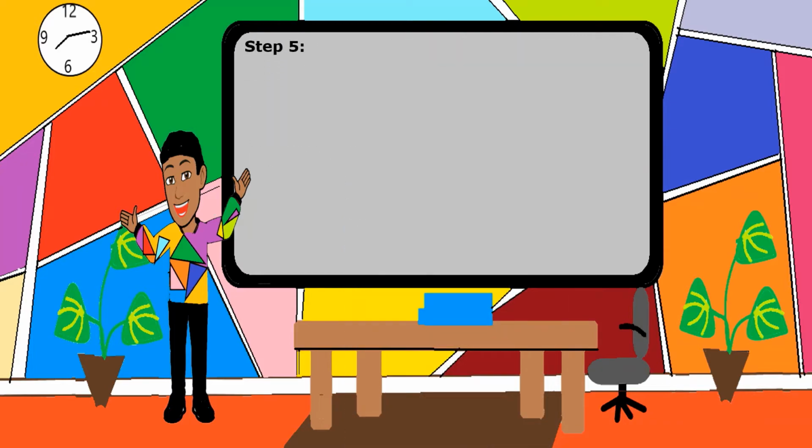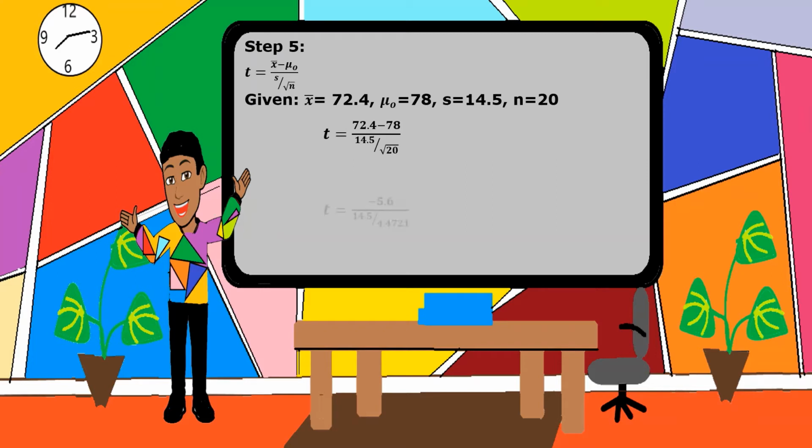Step 5. Calculation of the t. T is equal to the sample mean minus the population mean or the hypothesized mean all over standard deviation divided by the square root of the sample size. Given, our sample mean is 72.4, our hypothesized mean is 78, our standard deviation is 14.5, and the sample size of 20. Substitute it to the formula. We have t is equal to 72.4 minus 78 all over 14.5 divided by the square root of 20.